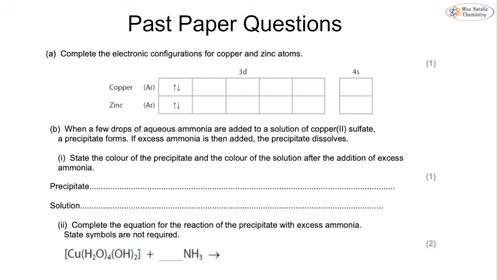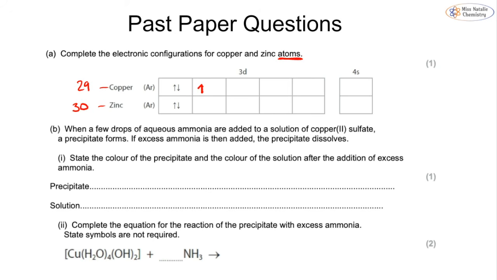Now we're going to look at another question that is very similar but just done in a slightly different way. So we want to first of all complete the electronic configurations for the copper and the zinc atoms, and this is using the box notation. So notice it's talking about the atoms. So you can look up the atomic numbers on your periodic table. So copper we know is going to be atomic number 29 and zinc is going to be atomic number 30.